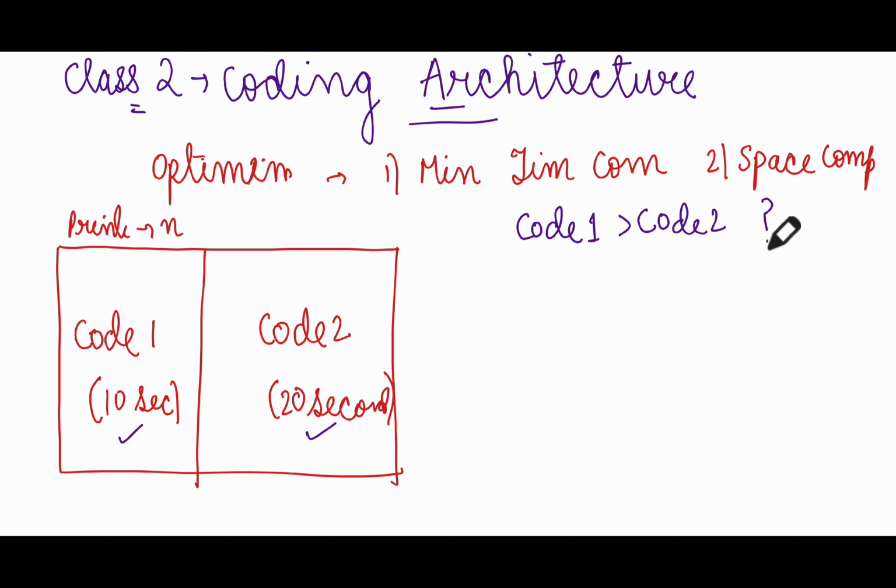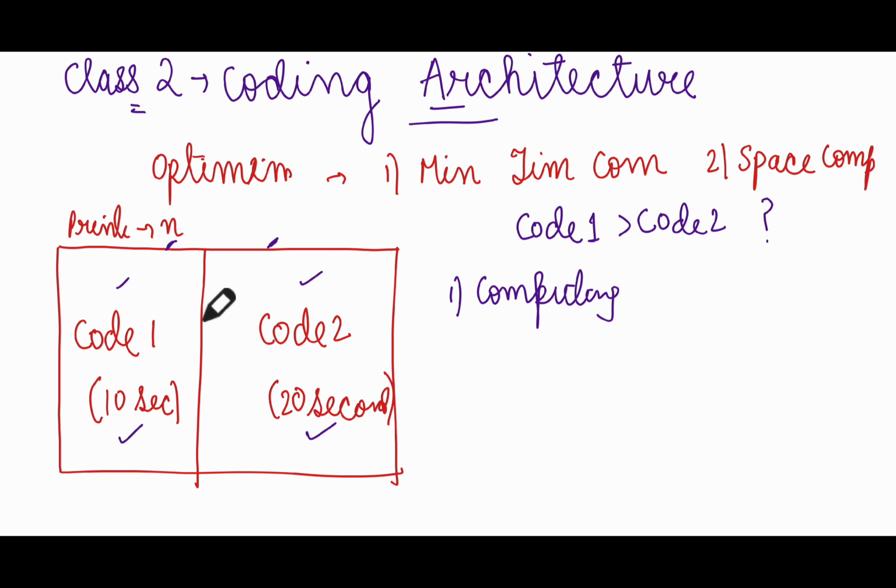A lot of you might have thought, yes, definitely code 1 is running in 10 seconds and code 2 in 20 seconds, and they are doing the same activity. So ideally code 1 should be better than code 2. But there lies a big assumption: assuming that both these codes are running on the same computer, and the computing power of that particular system is the same. But that is not always the case.